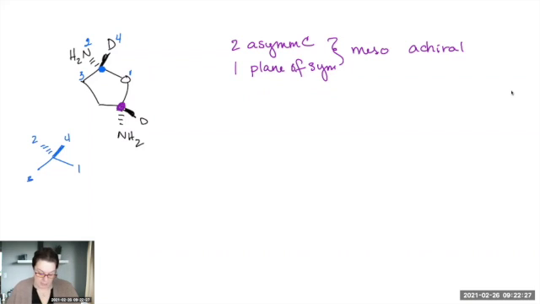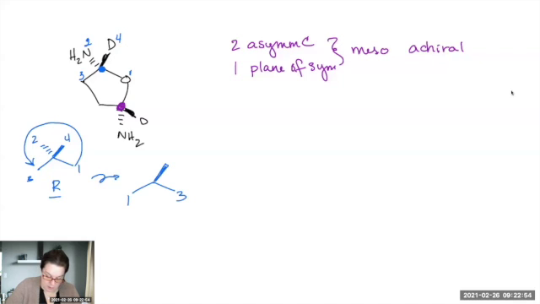So I take a look. I have my lowest priority group, which is 4, in the front. So I can say, let's apply the opposite rules. If I go from 1 to 2 to 3, that would typically give me S, which means that this is R. I could also flip this over. And if I flip that over, then I would get 3 here, 1 here, 2 in the front, and 4 in the back, which would give me 1 to 2 to 3, which is R. So the blue one is R. Any questions about that?